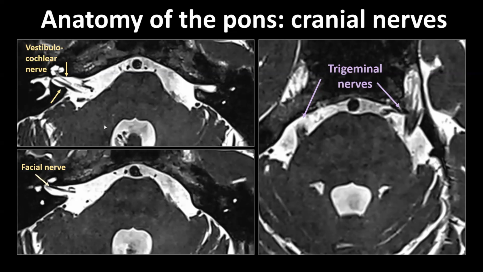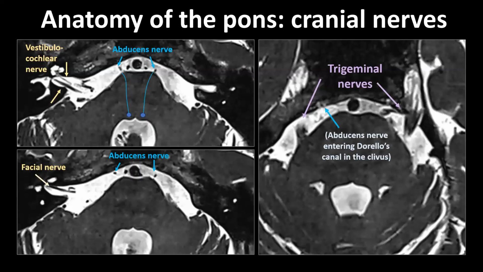So over here we have the facial colliculus. Here we have the nucleus of the abducens nerve, and here we see the abducens nerve exiting the pons. The abducens nerve exits the pons very low, in the lower pons, basically at the level of the pontomedullary junction, and then runs upwards towards the clivus. And it will enter the clivus in a very small canal named Dorello's canal. And we see here the right abducens nerve surrounded by a bit of CSF protruding into the clivus.